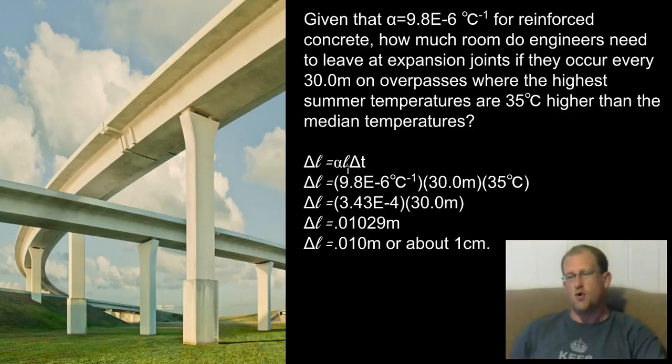Okay? So change in length equals alpha times the initial length times the change in degrees. And I just plug all my numbers in. Here's my alpha, and notice it is in inverse degrees centigrade. And then my change in temperature is 35 degrees. And the length of the concrete is 30.0 meters.